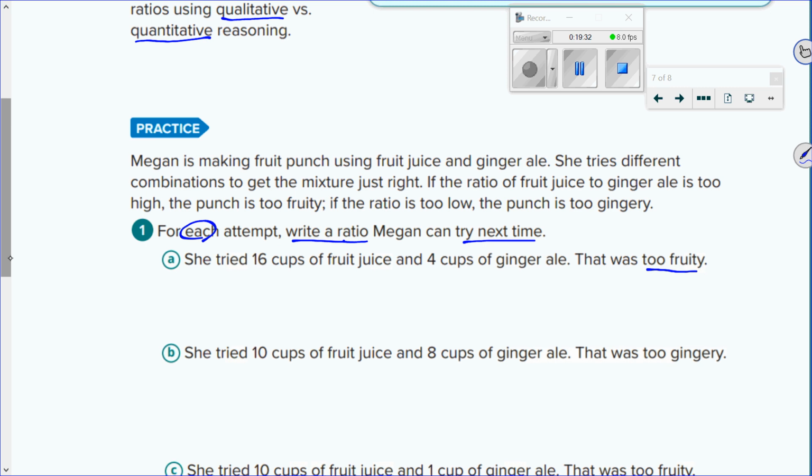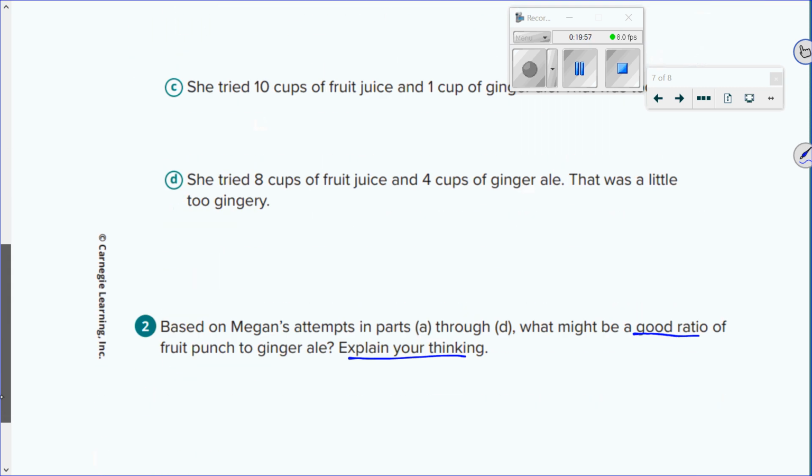She said it was too fruity. So that means I need to do what? Either less fruit or more ginger ale, right? So we're going to understand that concept. That's what we're doing for all of these. So here's my recommendation. Write the ratio they've given you, simplify it, and then just change it based on what they've given you. You're going to do that for all 4 of those.